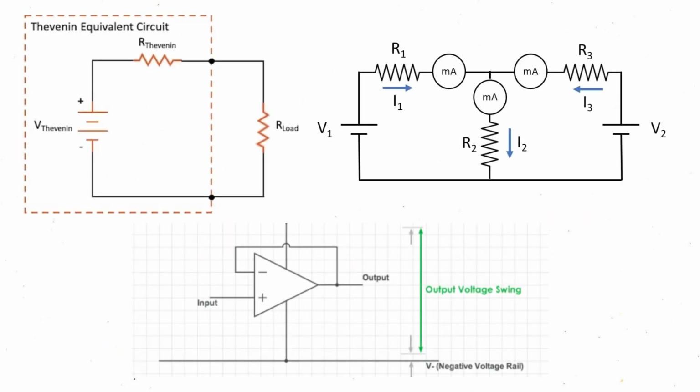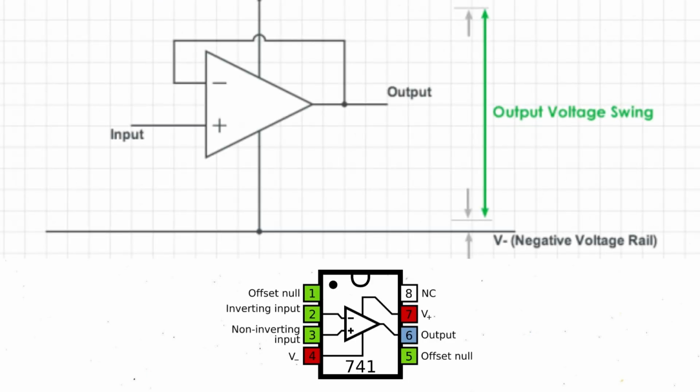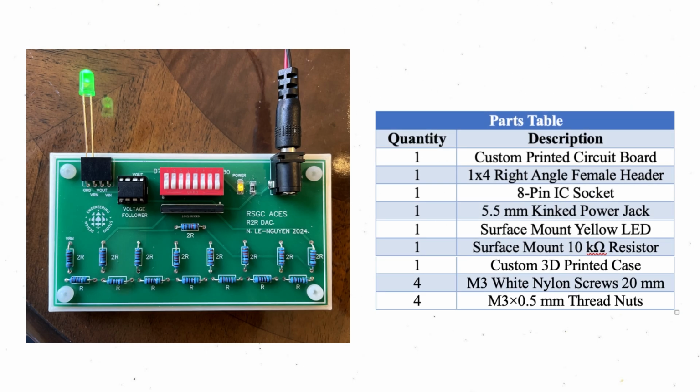This project introduced many new hardware concepts. The Thevenin equivalent circuit and superposition theory simplified and helped analyze the DAC's behavior. Thevenin's theorem condenses complex circuits into simpler models, while superposition theory helps understand how each binary bit affects the output voltage independently. Additionally, rail-to-rail voltage swing in the op-amp ensures output voltage spans the full range of the power supply. The permanent build requires 9 additional components, as listed on screen.